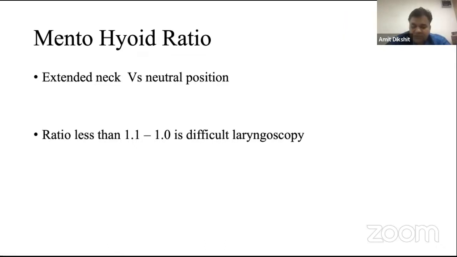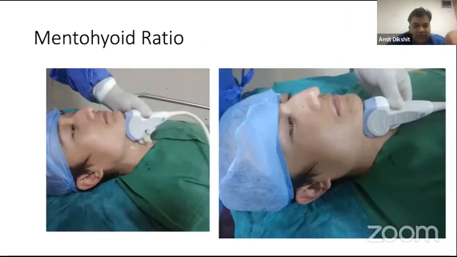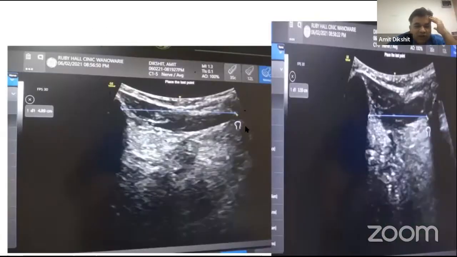So it means it has some flexibility. So what are the images? This is in neutral position and then extended neck position. So we see the hyomental ratio. In extended neck, it is around 4.3 or something, and it is 3.3 in neutral position, and we calculate the ratio. So definitely 4.3 divided by 3.3, the ratio is more than 1. It means the neck is quite flexible.